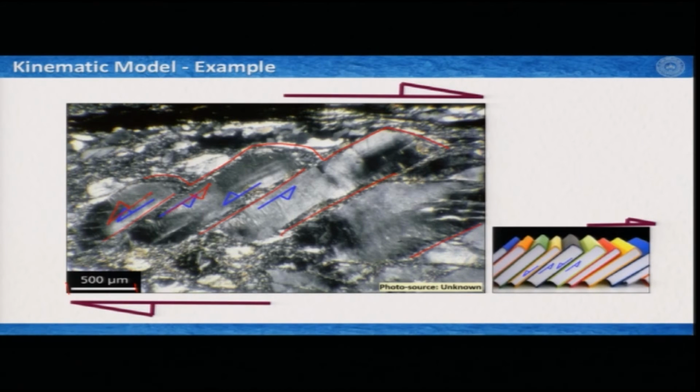So, this is how it happens. If you have a series of books and you tilt them, then they rotate past each other, and this is how they slip individually. So, this is a kinematic model again.